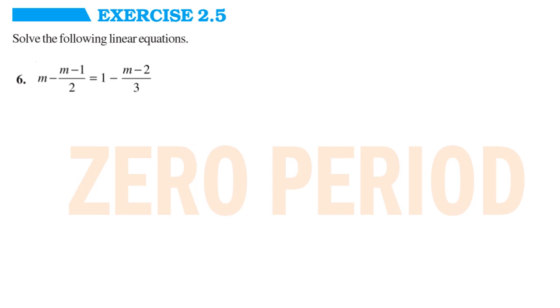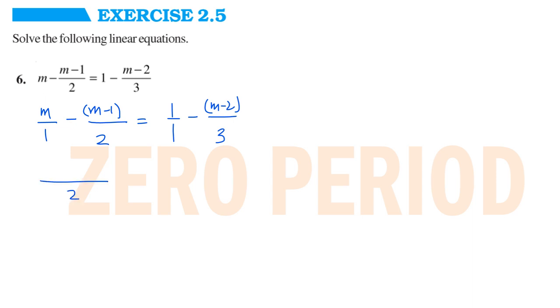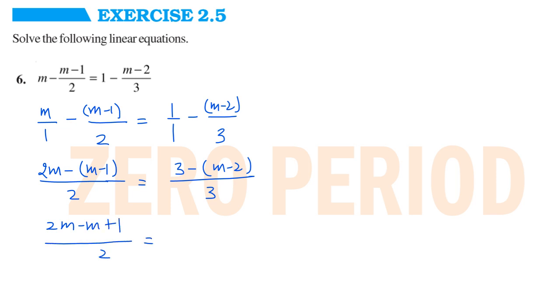Question number 6. m minus, so m can be written m by 1, minus this (m minus 1). I prefer to put it in bracket, is equal to 1 upon 1 minus, I again prefer to put this binomial in a bracket, and then take the LCM of 1 and 2. You get 2. 1 2 ja 2m minus m minus 1, and this will be 3. So 3 minus m minus 2. So 2m minus m plus 1 upon 2.